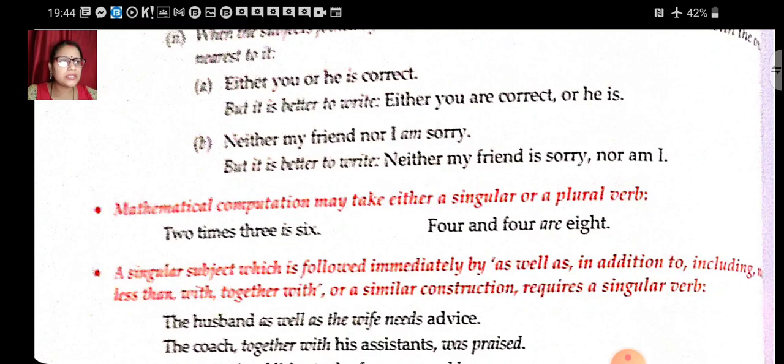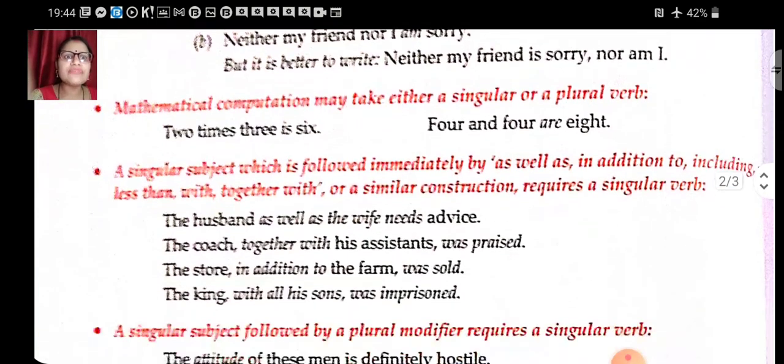But if it is in the form of addition, then it will go as a plural, because in addition you always get your numbers double or more, right? I think the same example they have asked in your assignment also. 2 and 2 makes 4. Very nice.